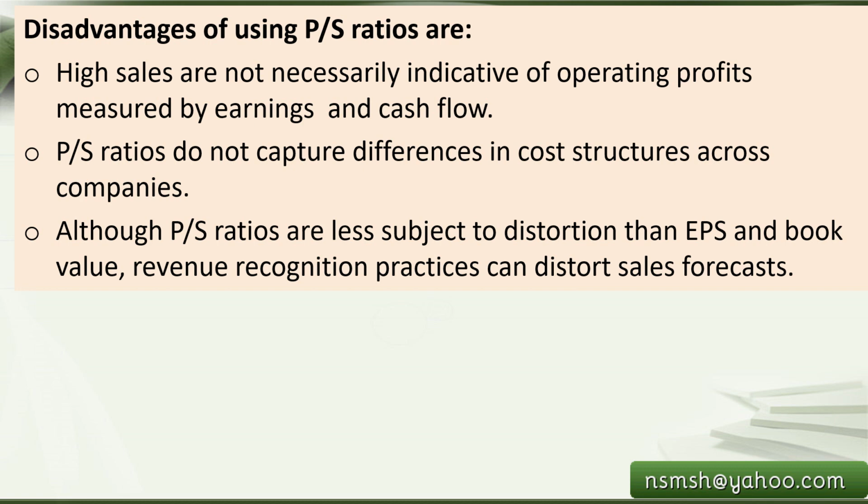Although price to sales ratios are less subject to distortion than earnings per share and book value, revenue recognition practices can distort sales forecasts. This is because of the basic accounting norms and rules on revenue recognition policies. You cannot just take the sales value. Especially in the IFRS system, you also need to consider the contract price value. Whatever you receive, you cannot take as revenue, so there is some adjustment to be done. So that is a disadvantage of using the price to sales ratio.